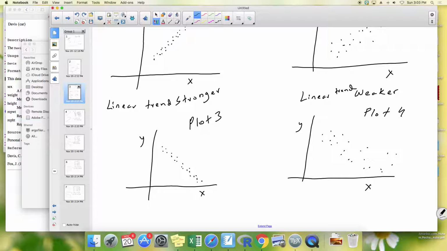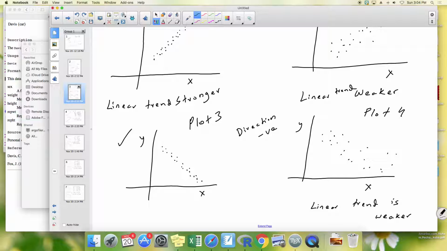So in plot 3 and plot 4, both of them the direction is negative. That we agree. But for plot 3, all the points much more closely follow a straight line. But on plot 4, the linear trend is weaker. And obviously that makes plot 3 stronger.